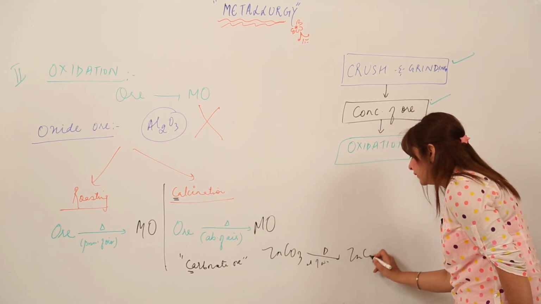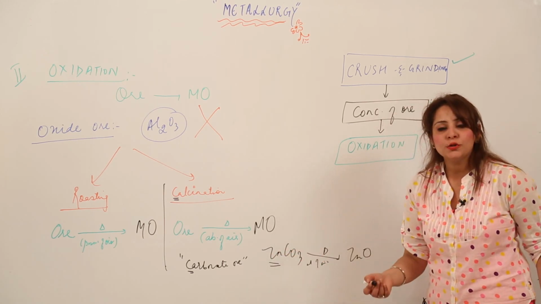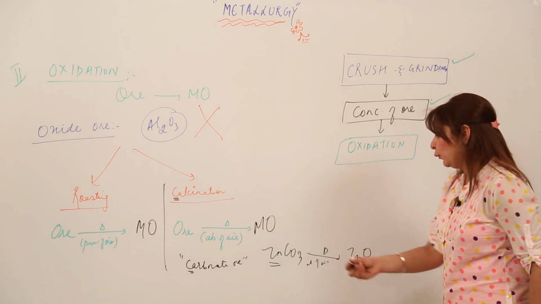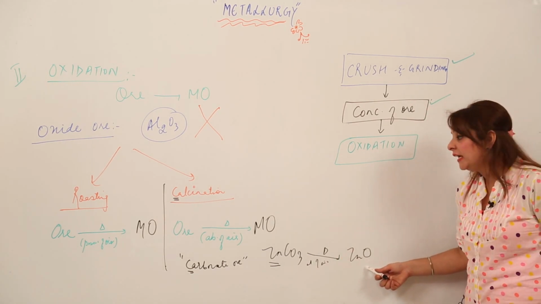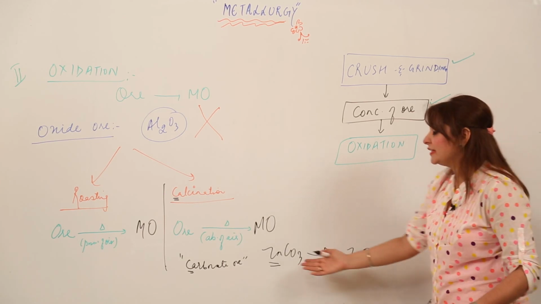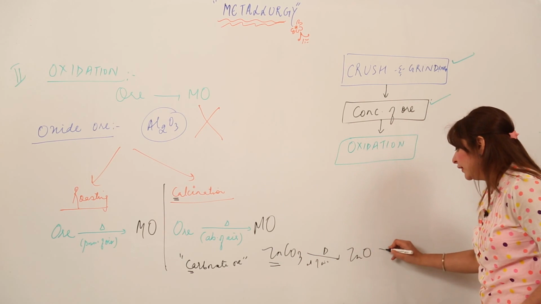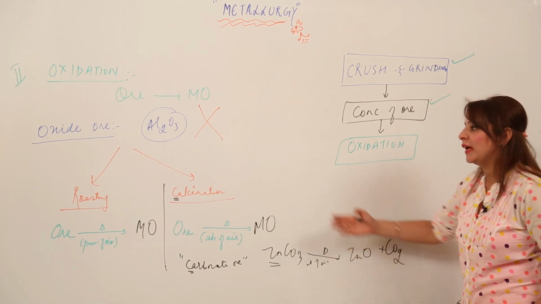So what I'll get, obviously, this is our metal, that means it was a zinc ore, so obviously we need zinc oxide. So it gets converted to the metal oxide, zinc oxide, and forms the respective gases. Which gas will be formed? Obviously it is a carbonate ore, so it will lead to the formation of carbon dioxide gas. So this is how you'll do calcination.